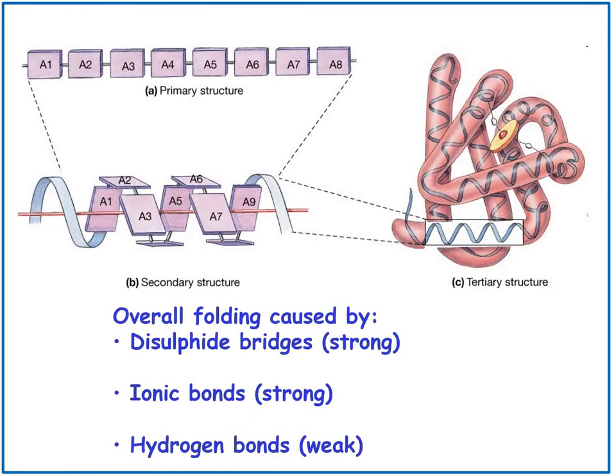And the bonds that are holding it together are disulfide bridges between the sulfurs of different amino acids. They're very strong bonds. You've got ionic bonds, which are very strong, and they are between the positive and negative charges of different amino acids. And then you've got weak hydrogen bonds. So the three bonds that hold the tertiary structure together are disulfide bridges, ionic bonds, and hydrogen bonds.